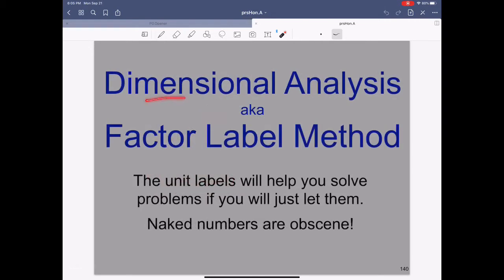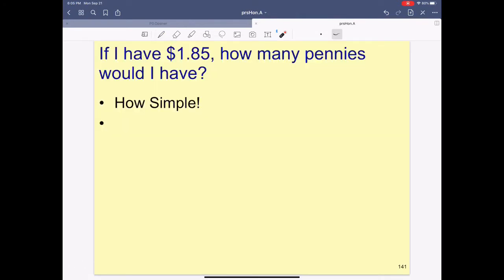So as I said, dimensional analysis, sometimes known as factor label method, sometimes written as FLM. We want to try to use the unit labels to help us solve the problem. So let's start in a really simple way. Pause the video or at least think about this problem. If I had $1.85, how many pennies would I have?